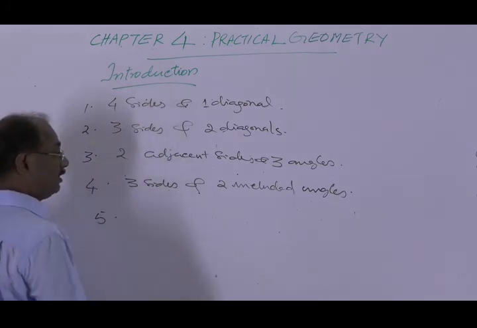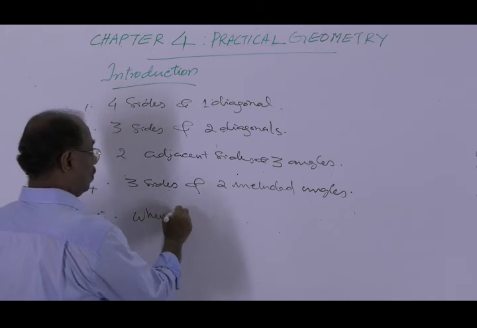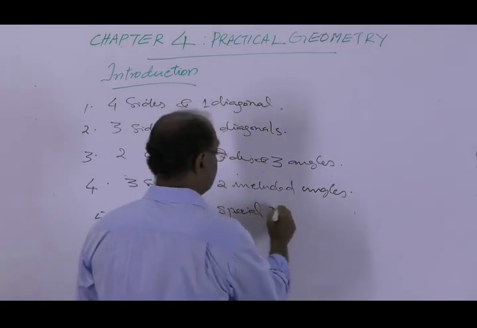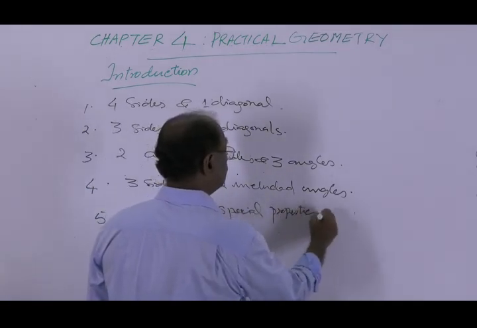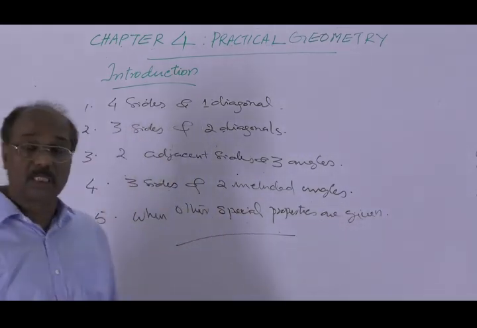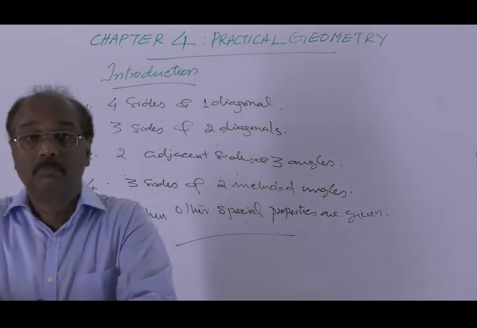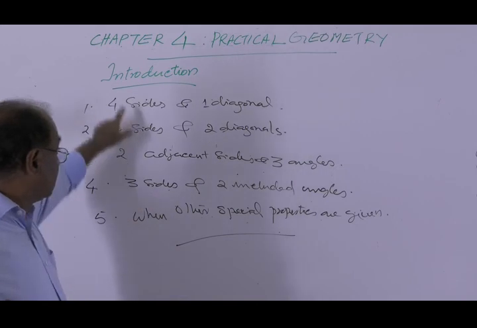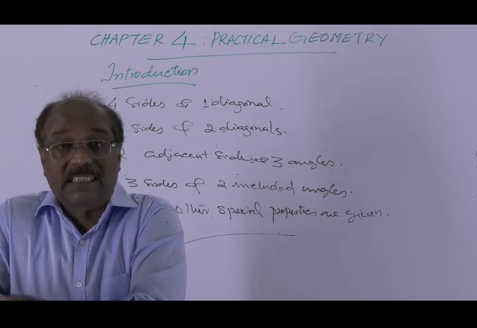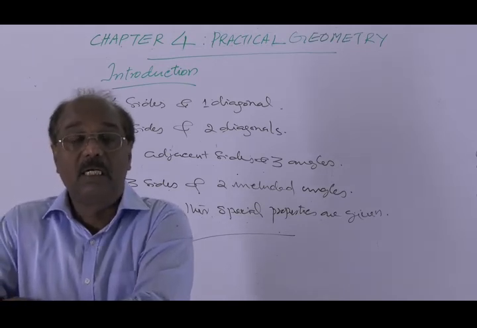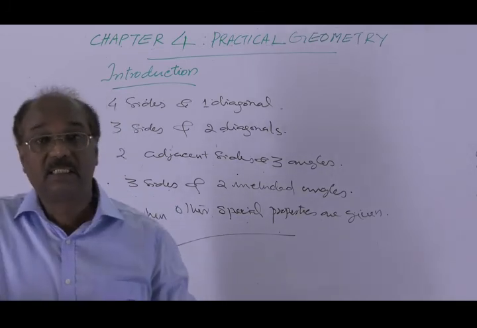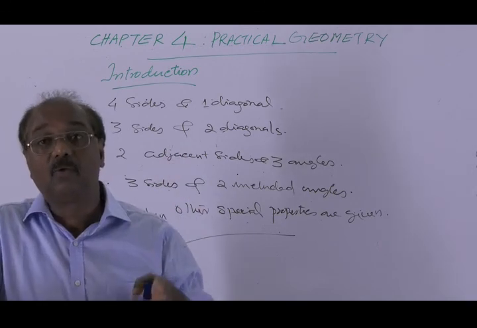And finally, 5 is when other special properties are given or known. So in these 5 situations, we construct a unique quadrilateral. Okay, and now we will discuss these constructions one by one.